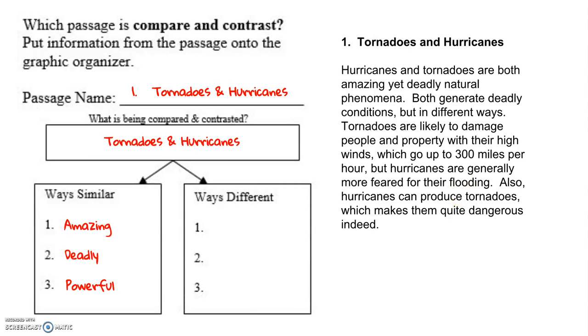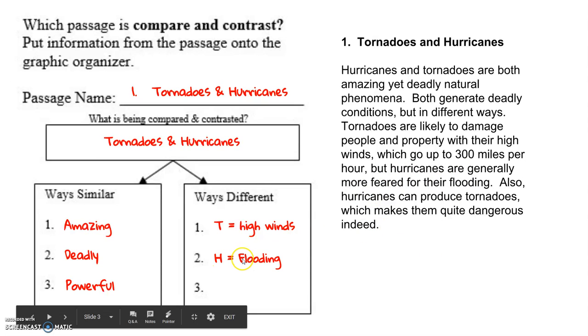So ways that they're different. This is where we're taking our own notes, so you can take some abbreviations. So for this first one, a way I notice that they're different is it says that tornadoes have high winds. So I'm going to say T equals high wind. Tornado stands for T. I'm good on that. I know what that means. Then it says hurricanes are generally more feared for their flooding. So I'm going to put H equals flooding. Hurricanes are flooding. That's another way that they're different.